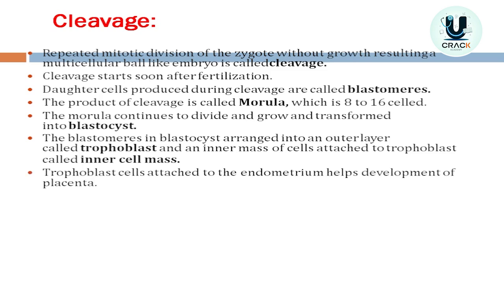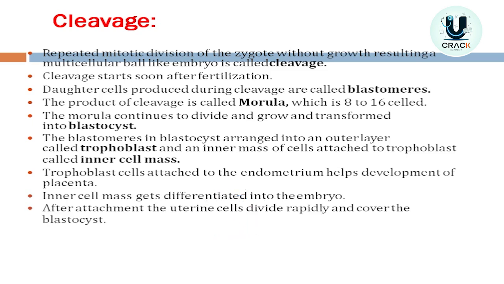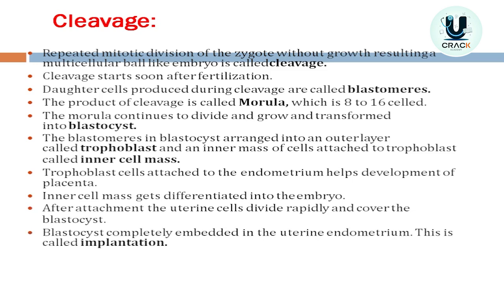The trophoblast is attached to the endometrium and helps develop the placenta. The inner cell mass gets differentiated into the embryo. After attachment, the uterine cells divide rapidly and cover the blastocyst. The blastocyst becomes completely embedded in the endometrium. This is called implantation.